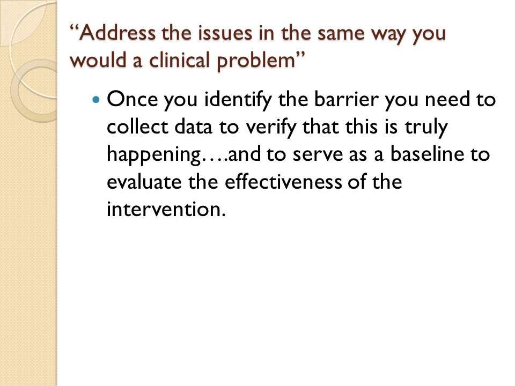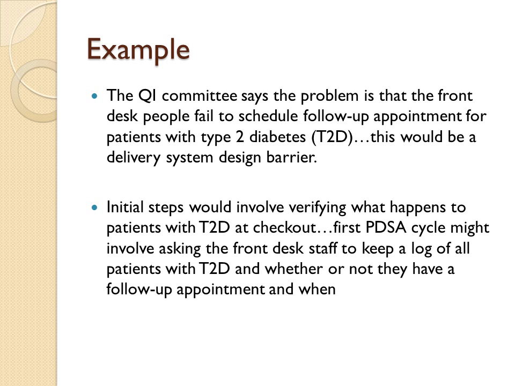This should sound familiar. It's the same thing you do with quality improvement itself, but this is looking at the quality improvement process rather than a particular quality problem. So let's use an example. The Quality Improvement Committee says the problem is that the front desk people are failing to schedule follow-up appointments for people with type 2 diabetes.